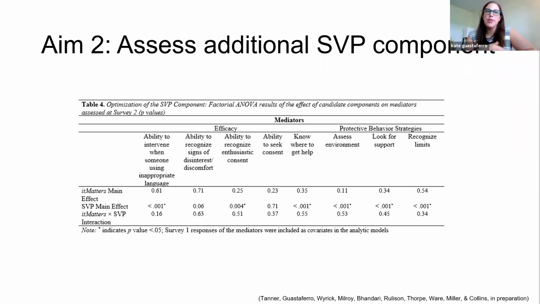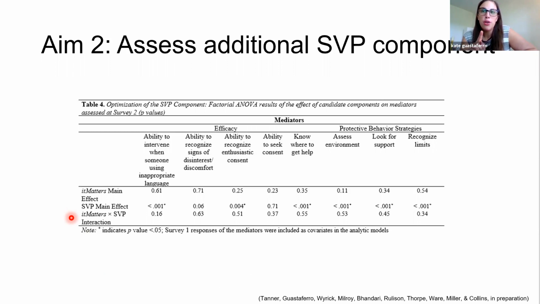We also were able to look at the effect of the sexual violence component. And so what you want to look at here is the second line, the SVP main effect. And there are a couple that do show significance on these mediators, but now look at this bottom line, the itMatters plus SVP interaction. Nothing is significant here.